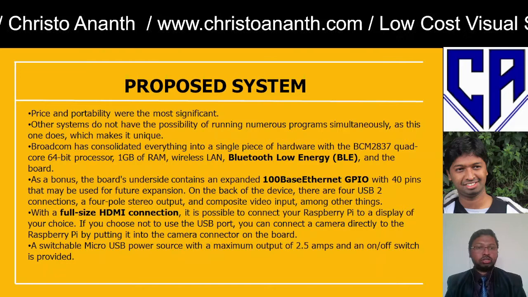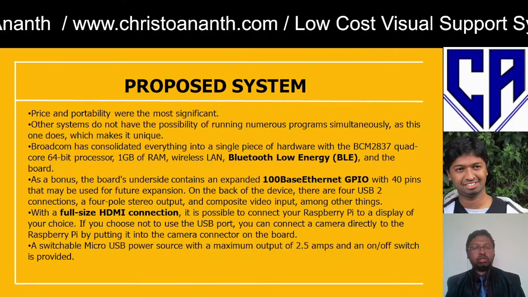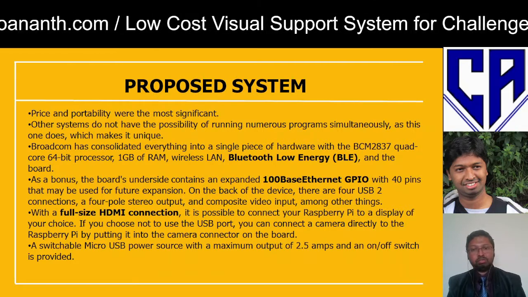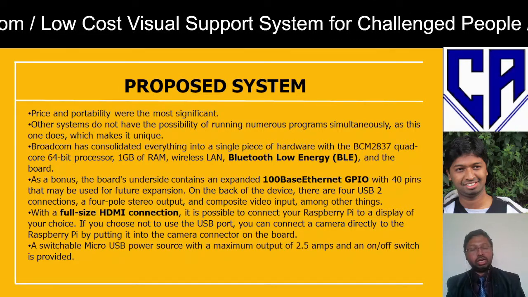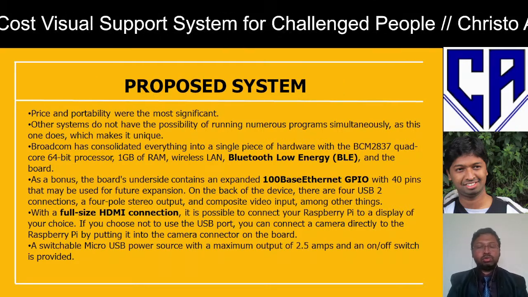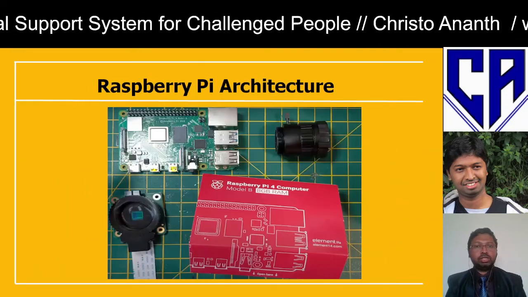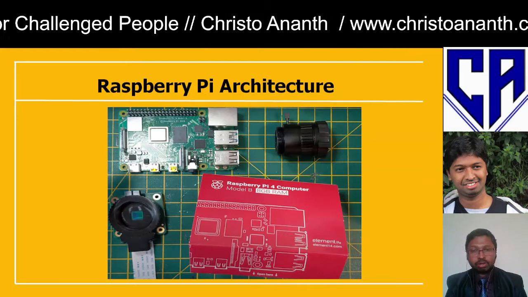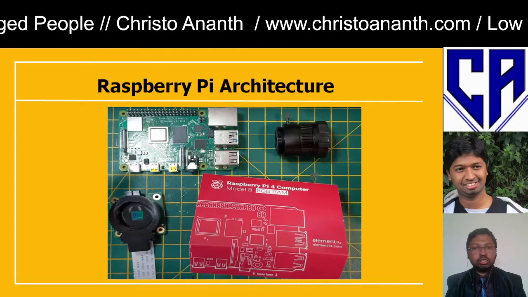output. So the switchable micro USB power source that we use over here has a maximum output of 2.5 amps, and definitely we will have an on off switch even. So this is the Raspberry Pi architecture I'm talking about. So this is what we experimented with, these results.